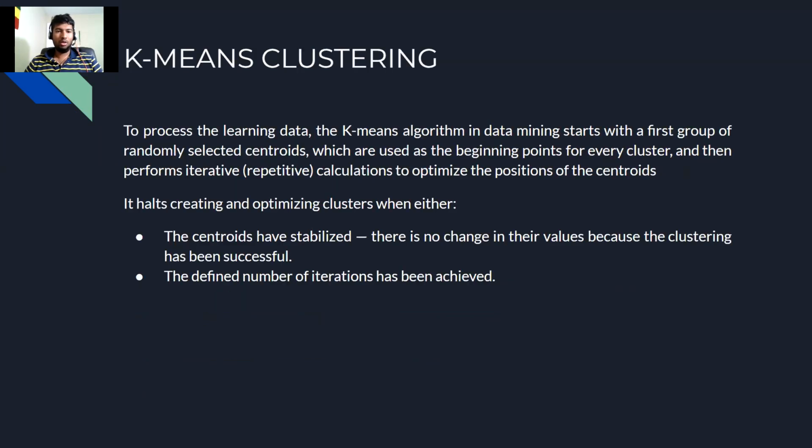Moving ahead, the working of k-means clustering: it randomly selects a group of centroids, and then iterates repeatedly to update the positions and the distance between the different data points and the centroids. When there is no change in the value, the centroid is stabilized, and a defined number of iterations are performed.